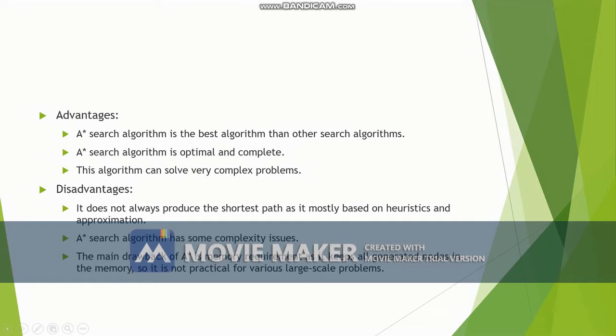Then it has some complexity issues, and the main drawback is the memory requirement, as it keeps all generated nodes in memory. So whatever nodes are processed or explored, everything is kept in memory. So it requires a lot of memory. So it is not very practical for large scale problems. If the size of the problem is very large, then it will require a lot of memory. So practically it is not possible.